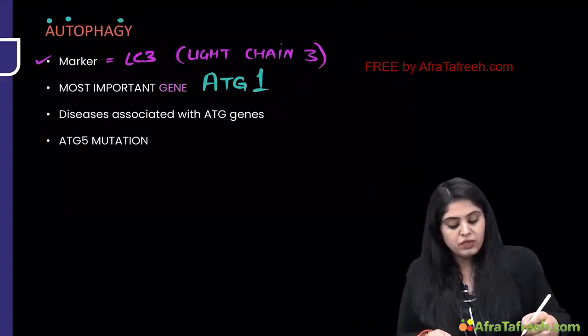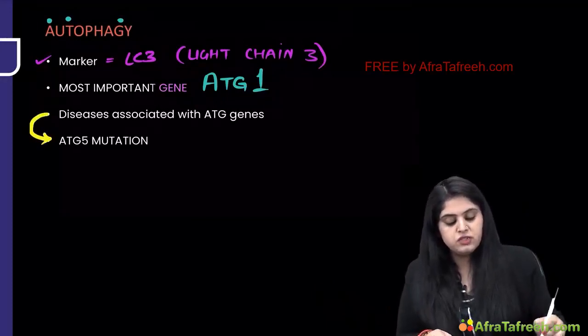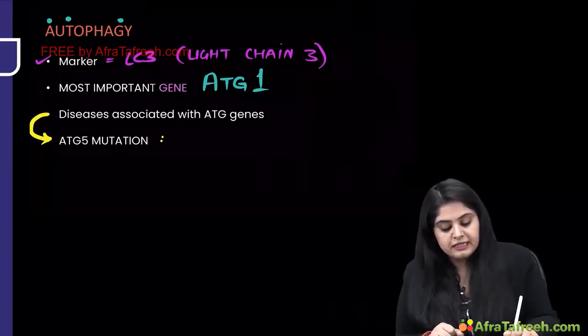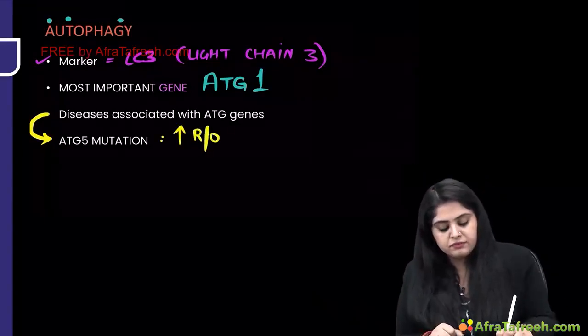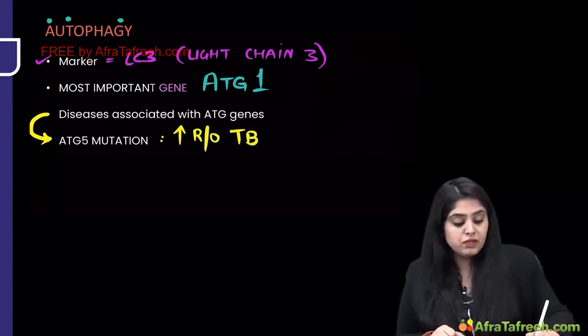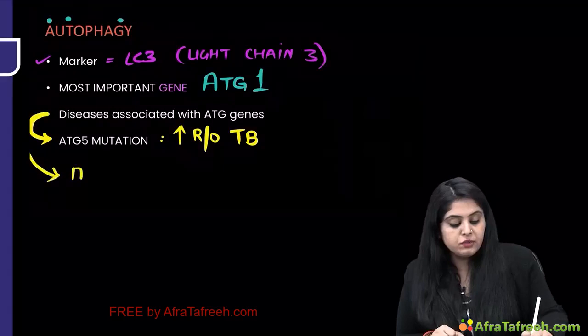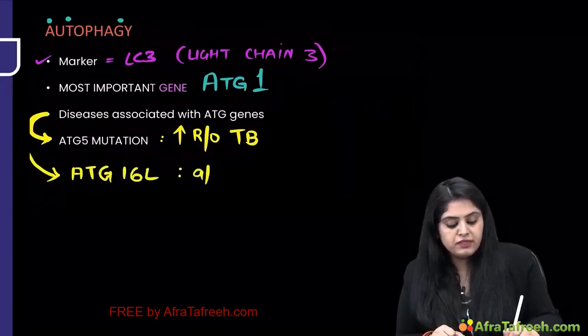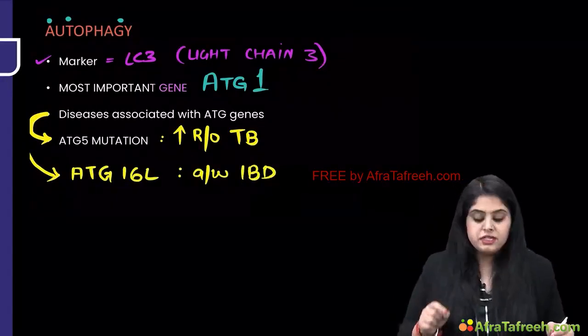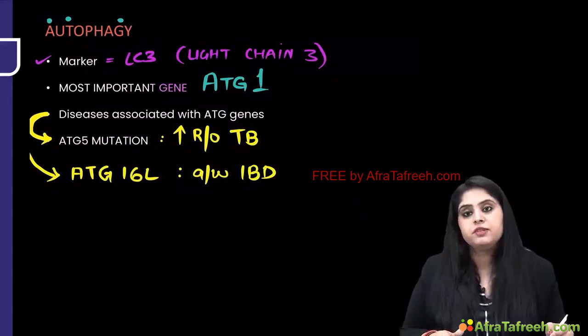Now, if I ask you, what are the diseases associated with ATG genes? What if someone has an ATG5 mutation? That person is at a risk of tuberculosis. ATG5 gene mutation, at a risk of TB. One question that I'm telling you for the higher institute exams, ATG16L mutation is associated with inflammatory bowel disease like Crohn's and ulcerative colitis. ATG16L mutation with IBD, inflammatory bowel disease.